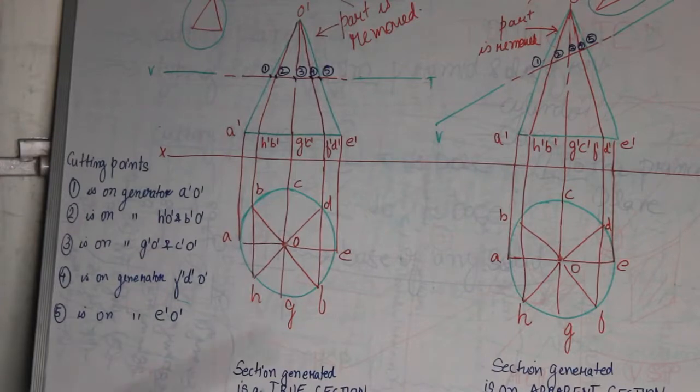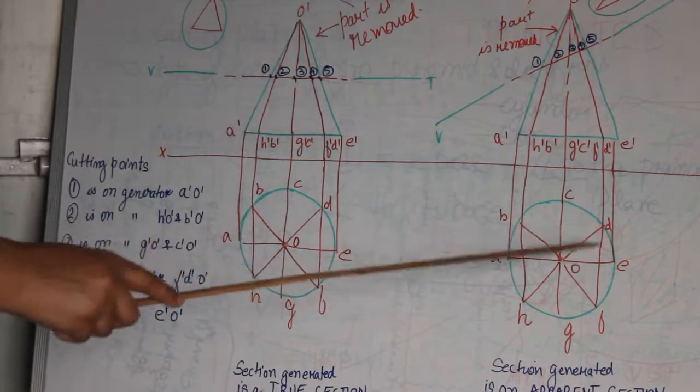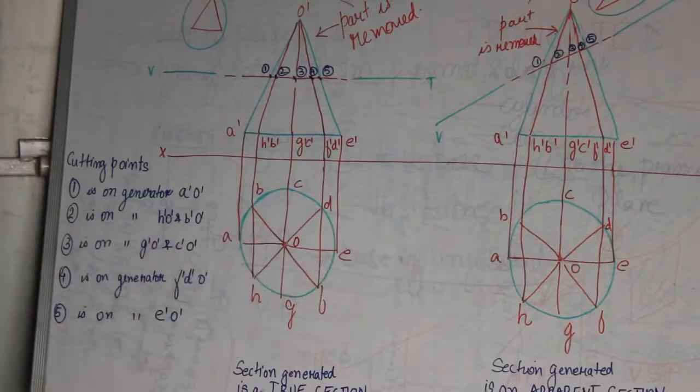So let's see what is the shape of this section which is generated in the second part and in the first part.